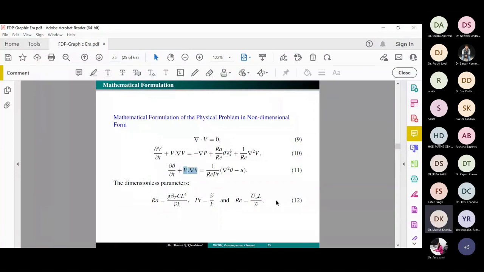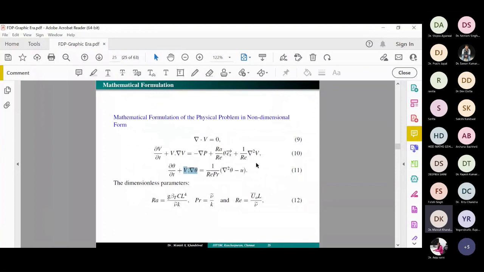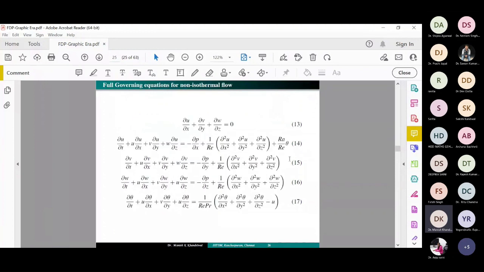So we have taken this type of governing model. This is a vector form of the equations. We open these equations: these three are the Navier-Stokes equations, another one is the temperature equation, and this one is the continuity equation.